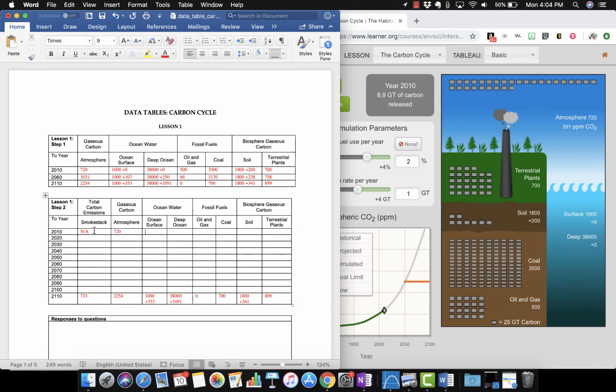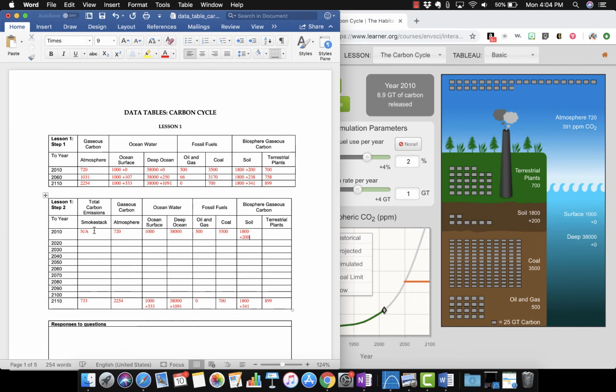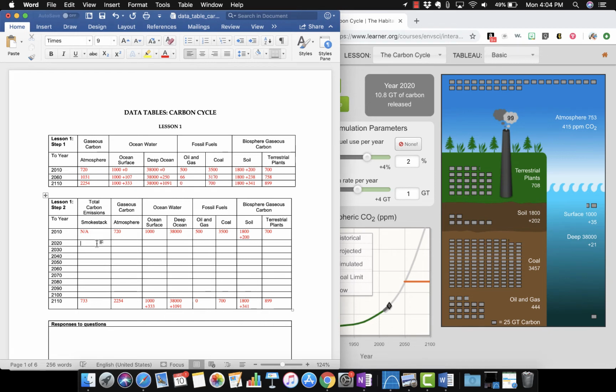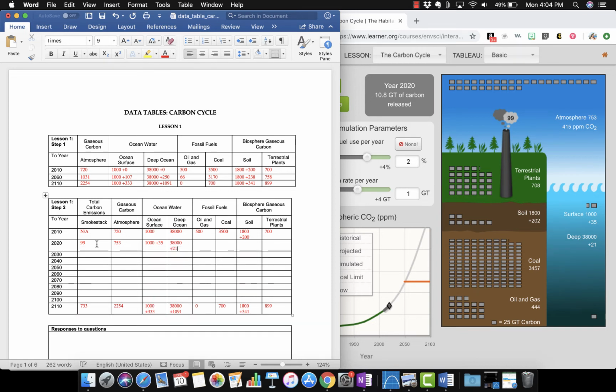I'm going to put 720 for the atmosphere, 1,000 for the surface, 38,000, 500 oil and gas, 3,500 coal, soil is 1,800 plus 200, and then terrestrial plants is 700. Okay. Go to the next one. And my smokestack is now 99. I have 753. And then go on and on and on. I'm not going to do all of these for you.